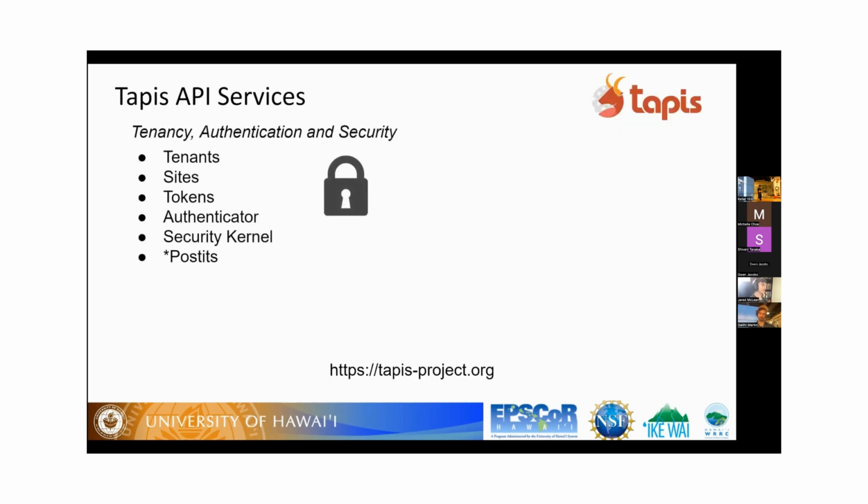For the API services it provides, there are a few different general groups of them. The first one is tenancy, authentication and security. Tenants provide a general set of resources that you can access. You authenticate into a particular tenant, and it provides you with the resources that are available through that tenant.